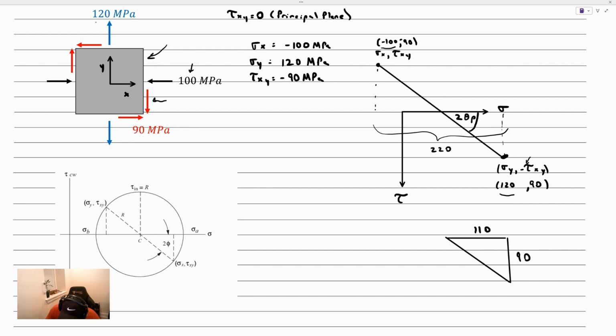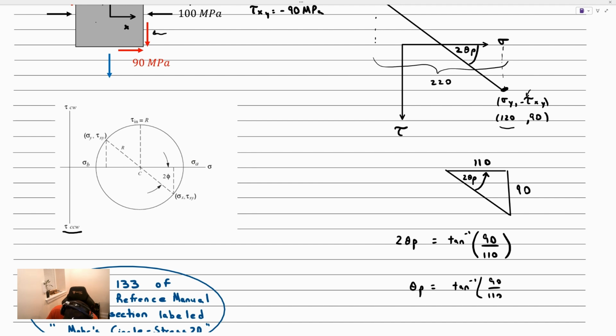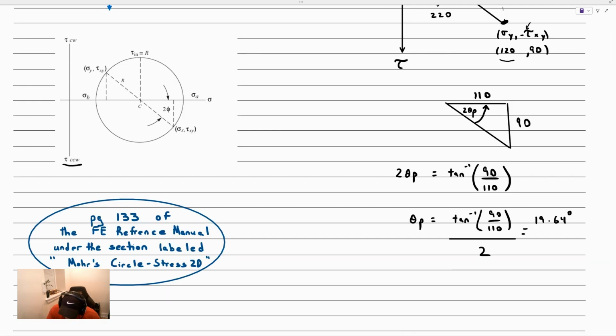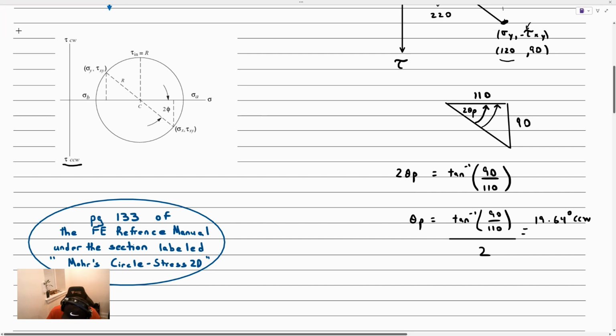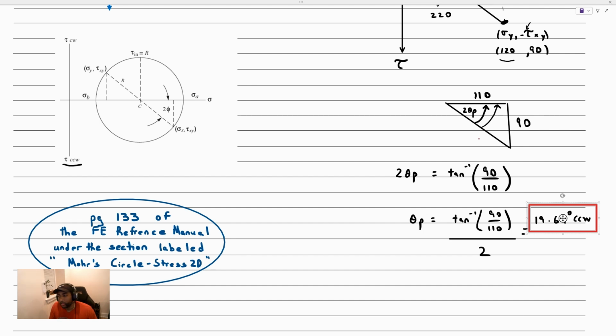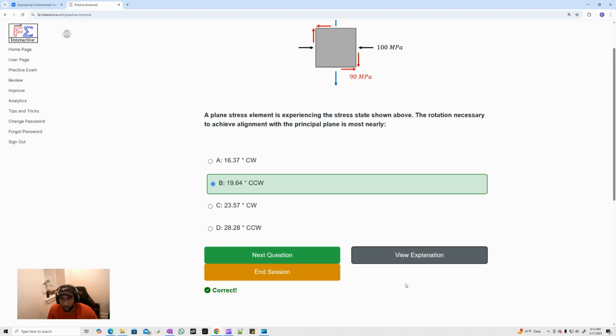We know that we've gone down 90 here, and we know we have to rotate counterclockwise by an angle 2 theta p, which can be found by taking the inverse tangent. The inverse tangent of 90 over 110 is equal to 2 theta p, and we head counterclockwise in order to achieve alignment with that principal plane. So the solution is this. Let's go ahead and plug in that value. That's great, we got it correct.